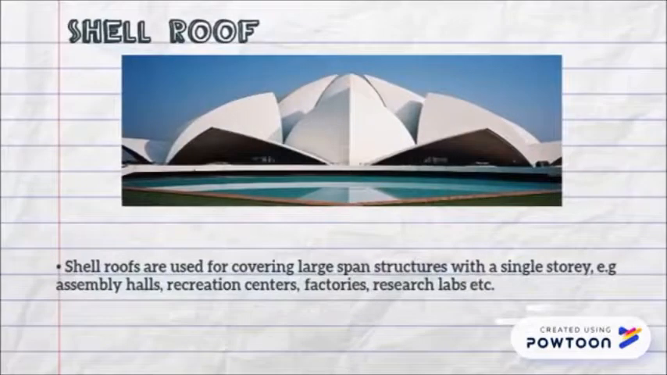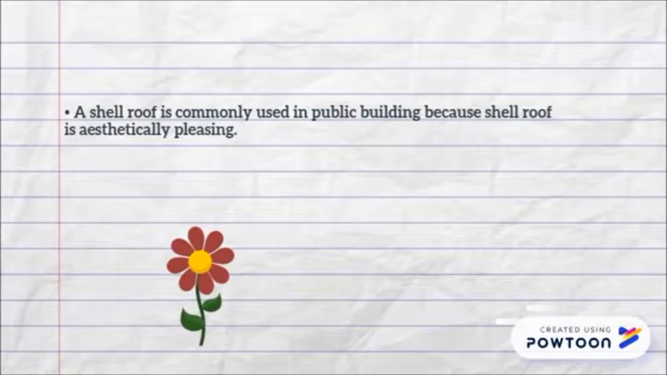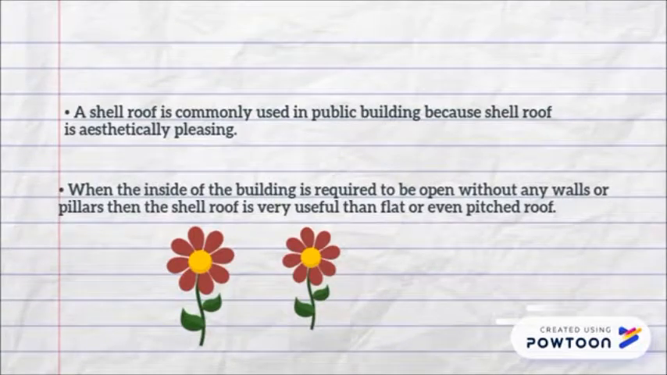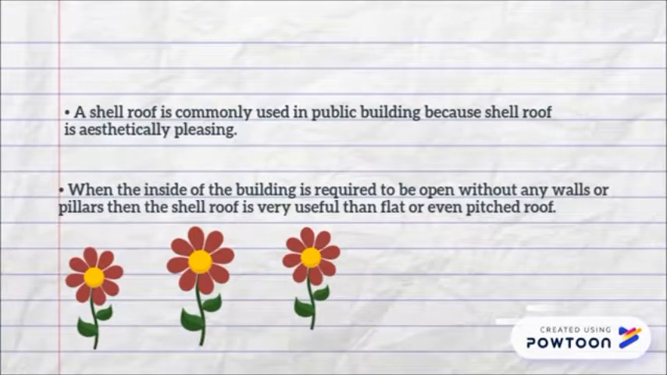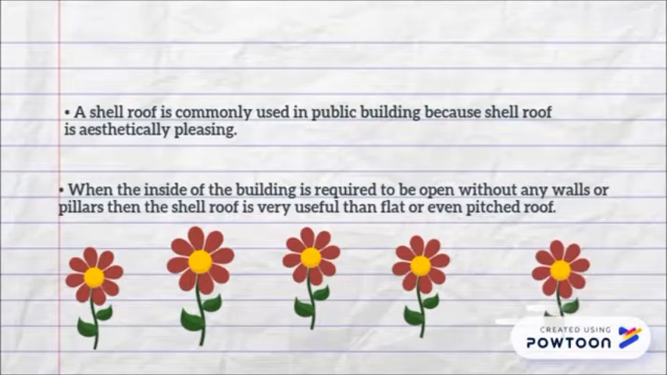Shell roof. Shell roofs are used for covering large span structure with a single story, for example, assembly halls, recreation center, factories, and research labs. A shell roof is commonly used in public buildings because shell roof is aesthetically pleasing. When the inside of the building is required to be opened without any walls or pillar, then the shell roof is very useful than flat or even pitch roof.